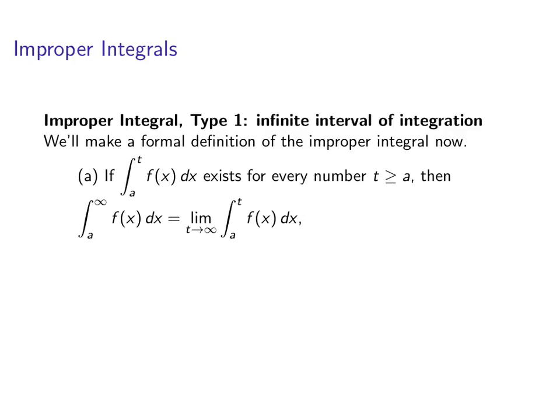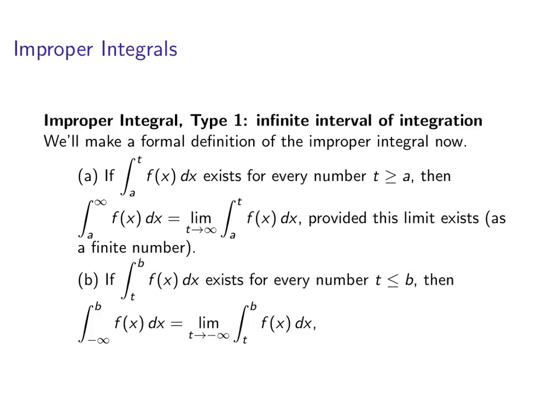So first we'll say that if the integral from a to t of f of x dx exists for every number t bigger than or equal to a, then we're going to define the integral from a to infinity of f of x dx to be the limit as t goes to infinity of the integral from a to t of f of x dx. I'm using a t here. Earlier I was using a b. It actually doesn't even really matter what letter you use, just as long as you rewrite your improper integral as a limit. And of course, this limit has to exist, and it has to be a finite number.